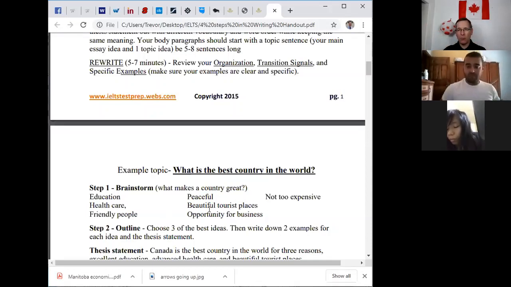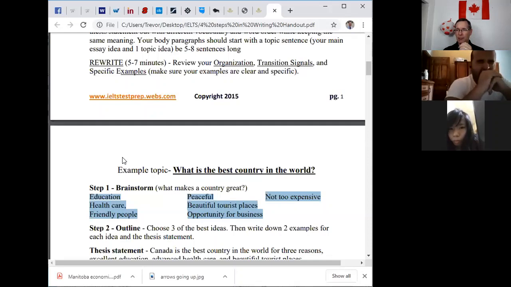So usually because of our time, I'm just going to show you these ideas. Usually I ask for feedback from the class, but that's if we have an hour or 2 hour class. But when I'm thinking of a great country, maybe some ideas are education, healthcare, the people are nice, peaceful, good tourist places, maybe there's good business opportunities, it's not corrupt or challenging to do business, maybe it's a cheaper country to live in. So I just think of a couple of ideas, what's a good country.